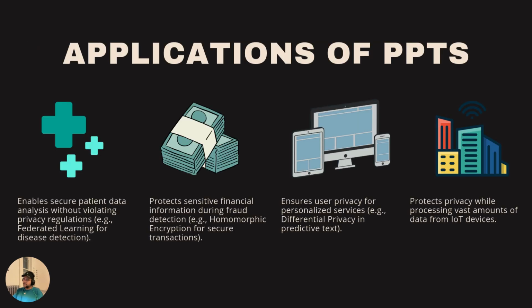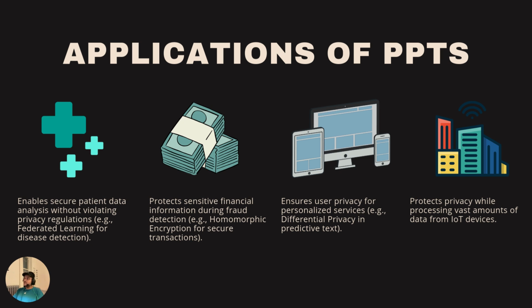Moving ahead, now that we have covered the core privacy preserving technologies, let's look at how these technologies are applied in real world scenarios across different industries. In healthcare, privacy preserving technology like federated learning allows hospitals and medical institutions to collaborate on disease detection models without ever sharing raw patient data. This ensures that patient privacy is maintained while benefiting from advances like medical research and diagnostics. It also helps hospitals to comply with strict regulations like HIPAA.